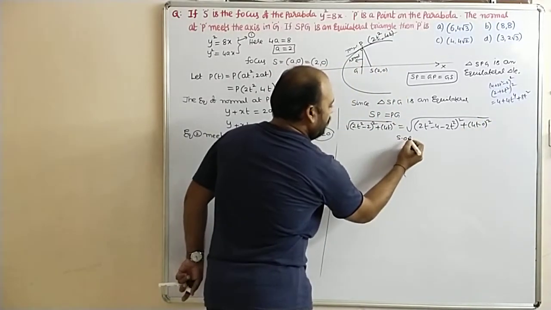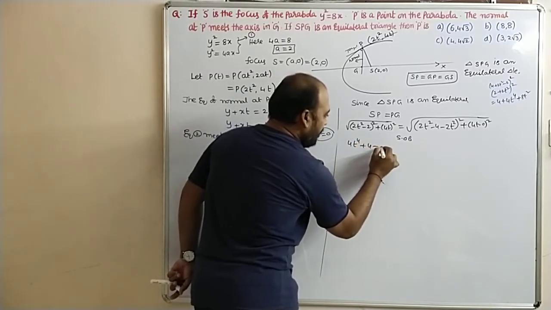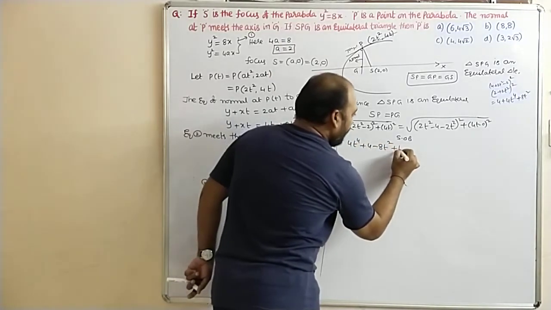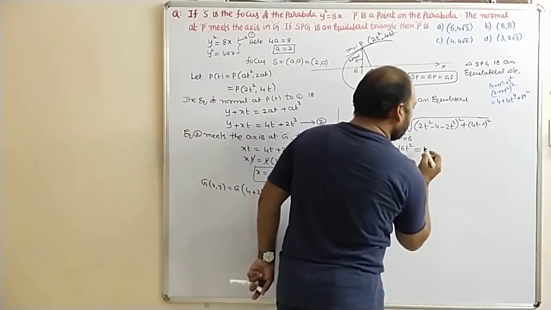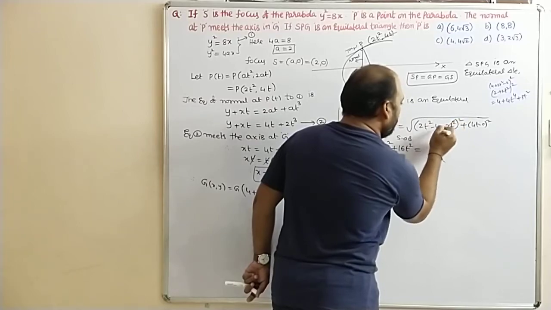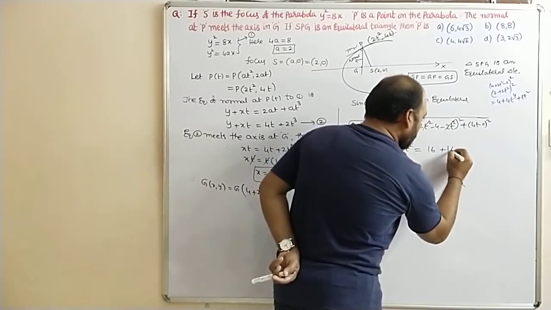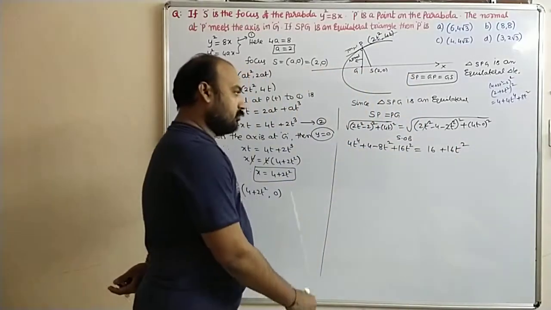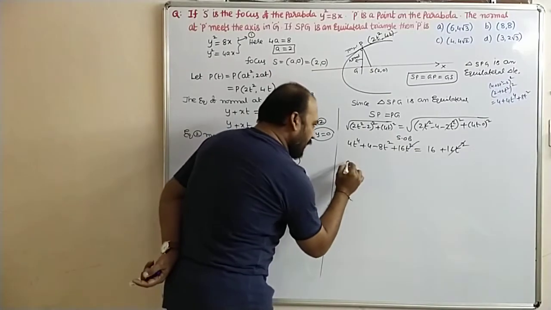Squaring on both sides. Sorry. 4t power 4 plus 4 minus 8t square plus 16t square equal to, here also square root cancel from here, 2t square anyway cancel, minus 4 whole square is 16 plus 16t square. Now both sides 16t square will be cancelled. 16 you can take this side.